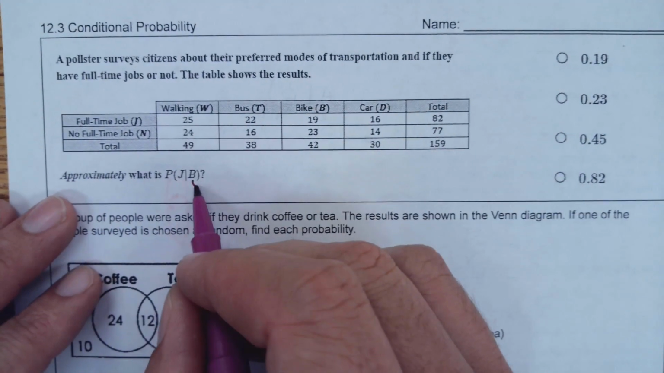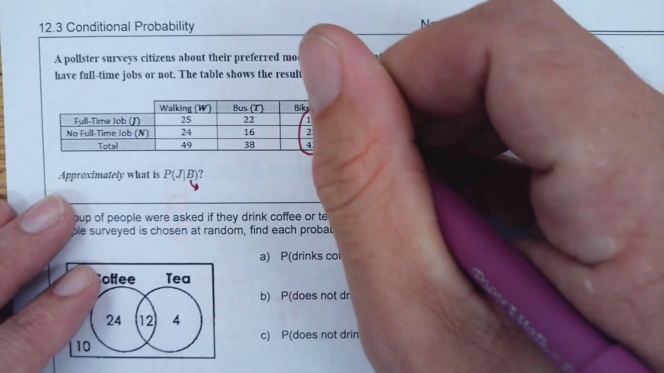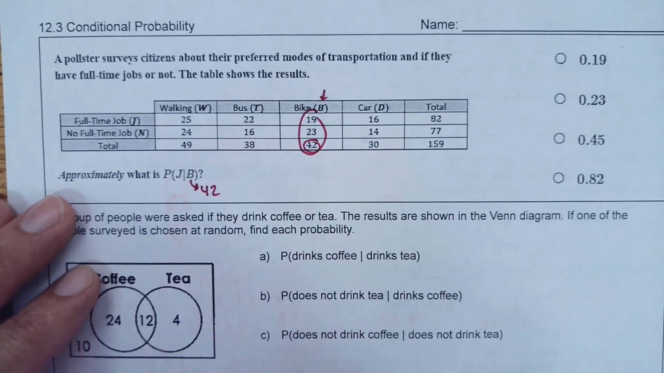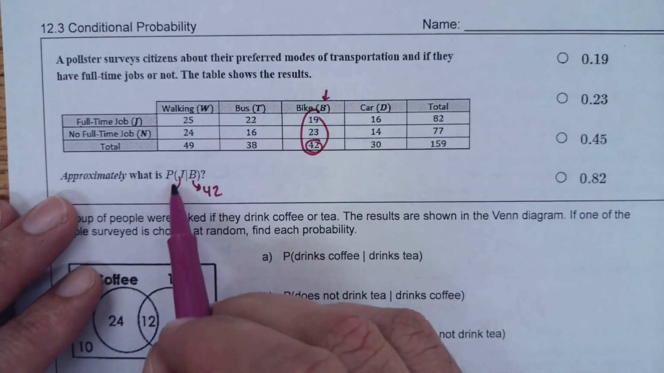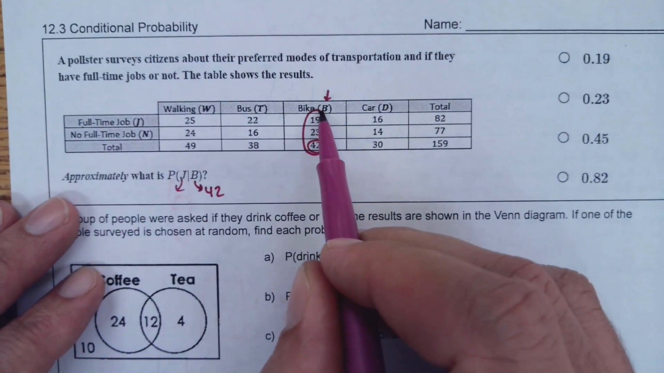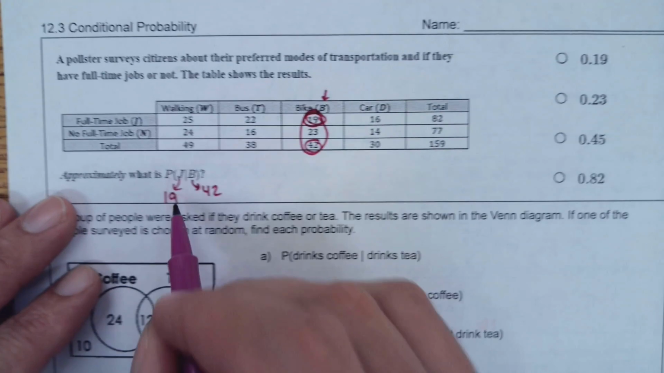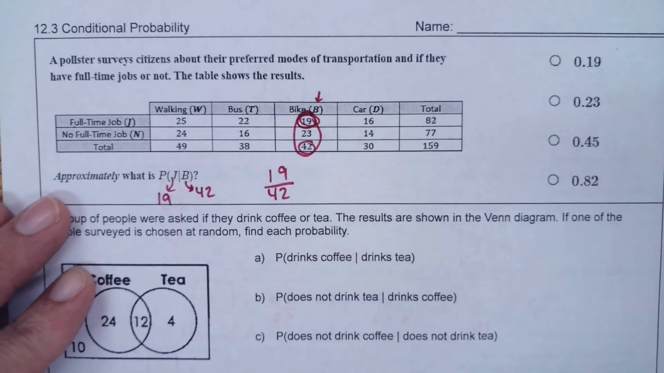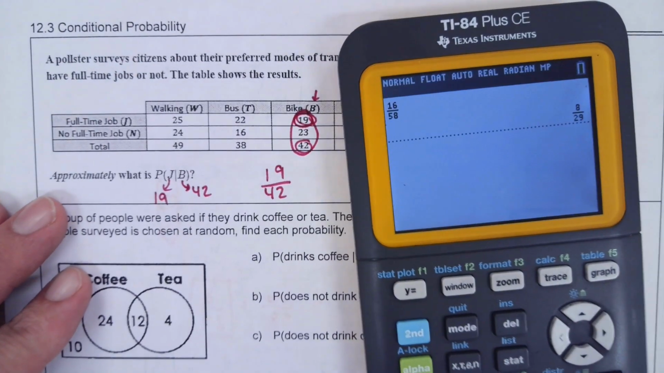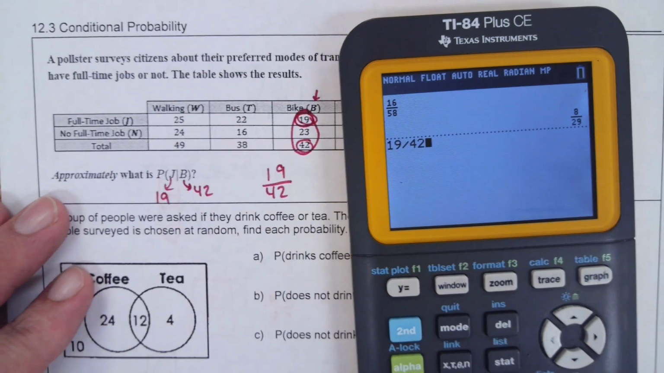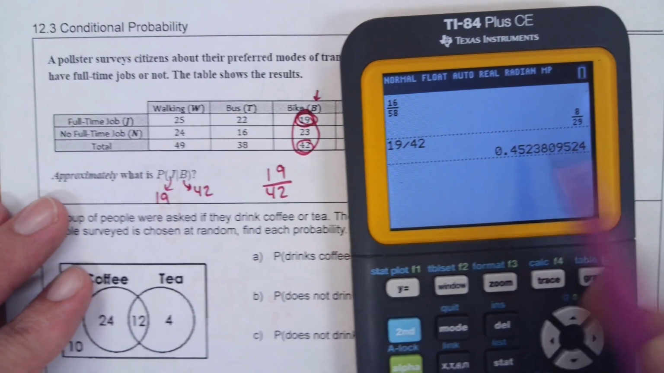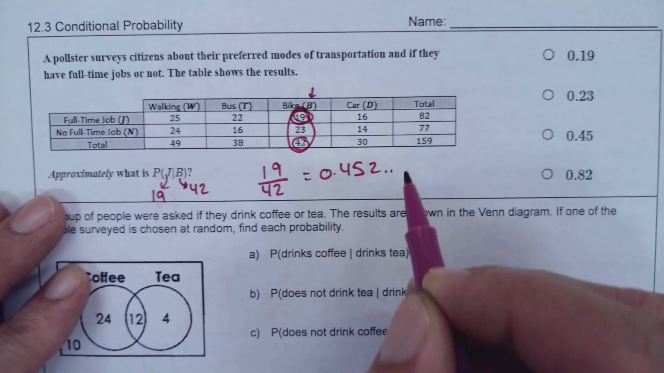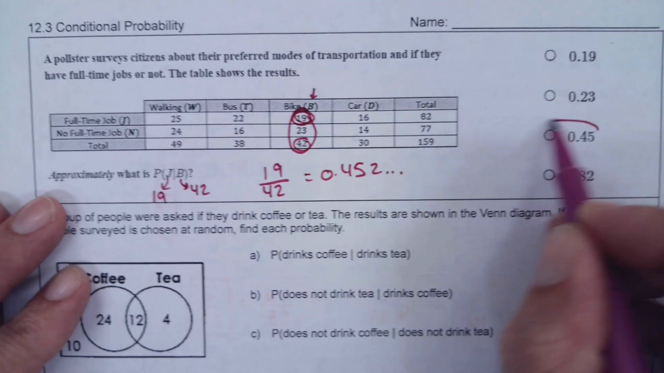All right, so we know we need this number first. So I go to bike, because that's B. The total is 42. J, so now I go to J, and I'm only looking for in the bike. That's 19. So my fraction is 19 over 42. But if I look, all my answers are decimals. So I need a calculator, and I can do 19 divided by 42. So I get 0.452. And then my closest answer is this one.